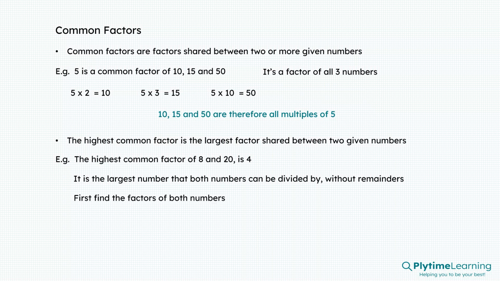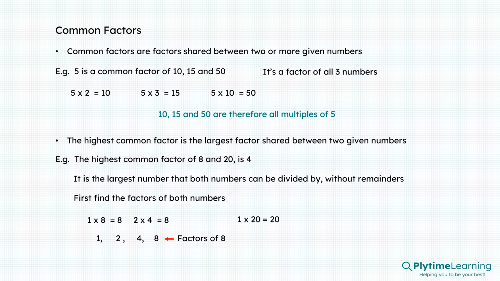First, find the factors of both numbers. So for 8, 1 times 8 is 8. So we'll put the 1 and the 8, that's the smallest and the largest factor. Then 2 times 4 equals 8. So 1, 2, 4 and 8 are all the factors of 8.